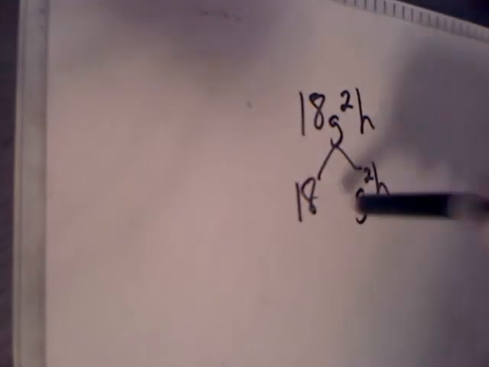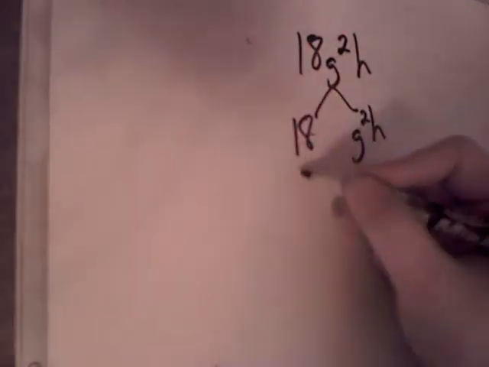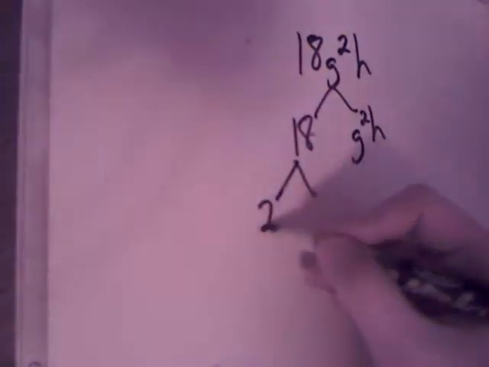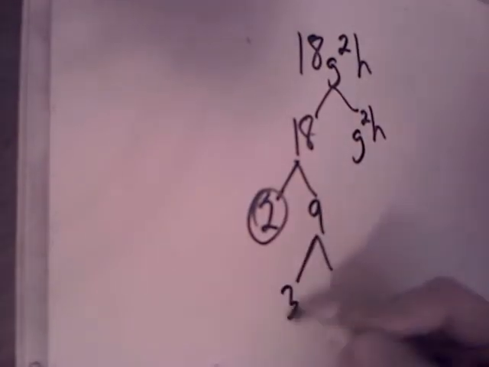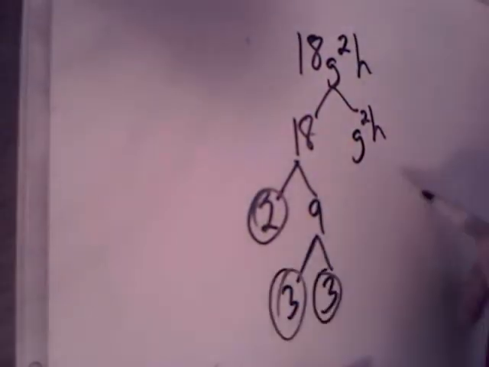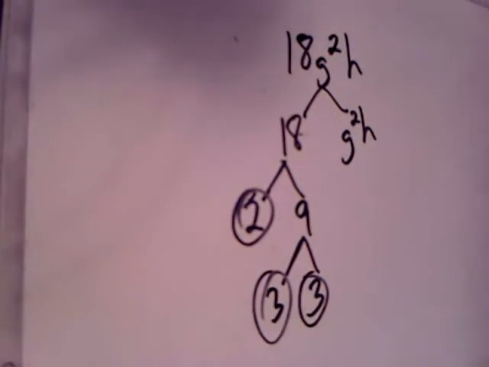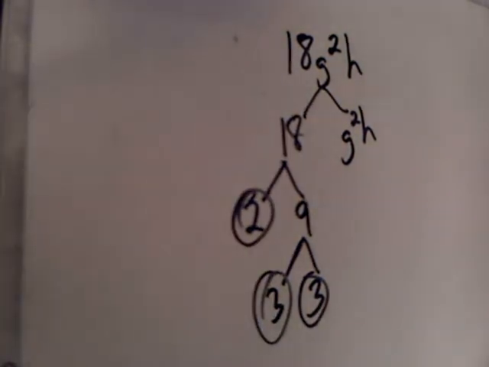It's my preference to get the numbers split off as soon as possible and to have the variables off on their own as well. So I can break down 18 into 2 times 9 and then break down 9 into 3 times 3. And now all I have to do is break down g to the second times h.